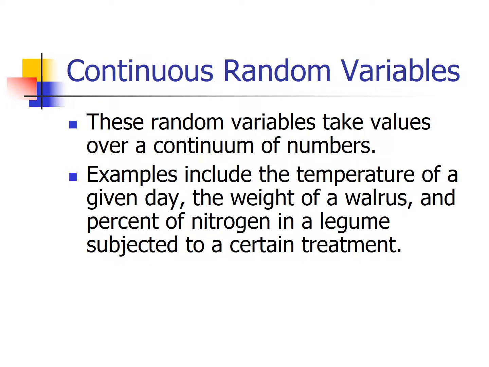Or the percent of nitrogen in a legume subjected to a certain treatment, for those legume enthusiasts in our virtual audience. Could be 60%, could be 61%. Again, if we measured it finely enough, it could be 60.3%. So again, notice that these are situations or random phenomena where the values are not only the whole numbers, but also all the values in between them. They take values over a broad continuum of values.